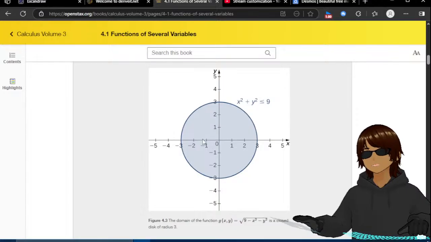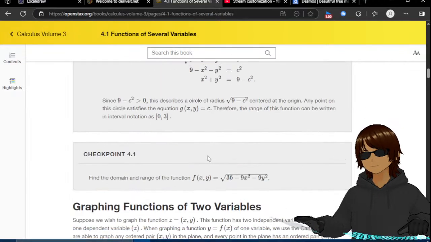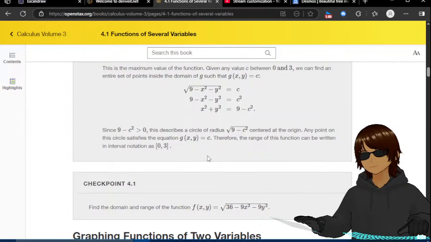Okay, so the numbers here are all capable of being x or y, and it includes the circle as well. The range of this function can be written in interval notation as 0 to 3.